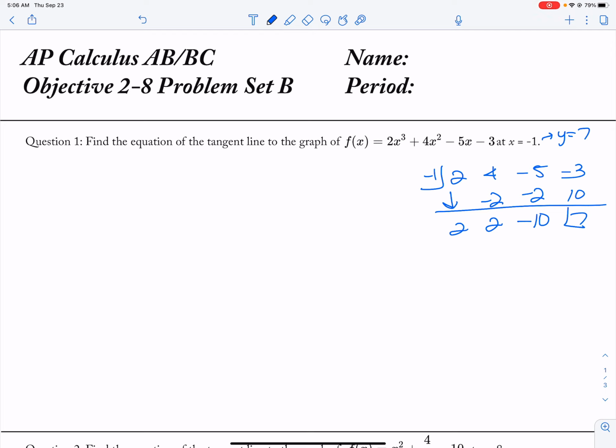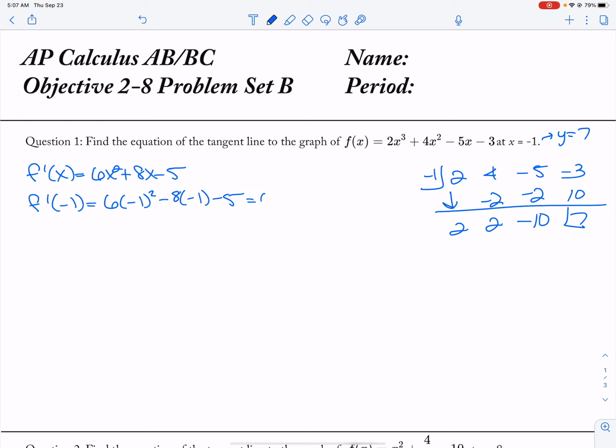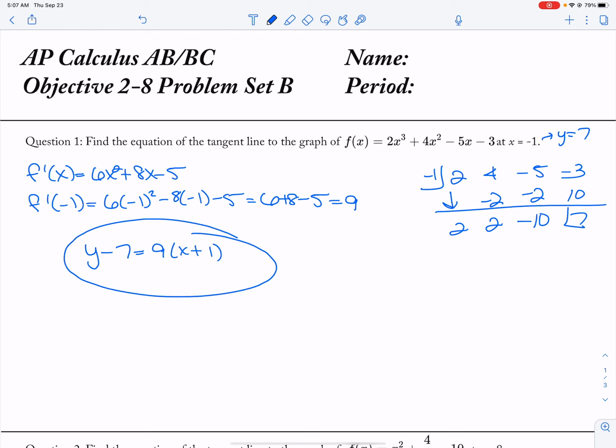Okay, so equation of the tangent line, derivative, f prime of x. 2 times 3 is 6x squared plus 8x minus 5. F prime of negative 1 is 6 times negative 1 squared minus 8 times negative 1 minus 5. So this is 6 plus 8 minus 5. So 14 minus 5, which is 9. Okay, so my equation of the tangent line: y minus 7 is equal to 9 times x plus 1. And that's the tangent.